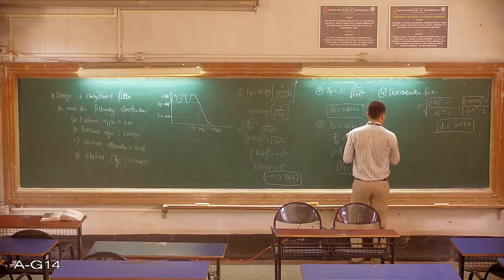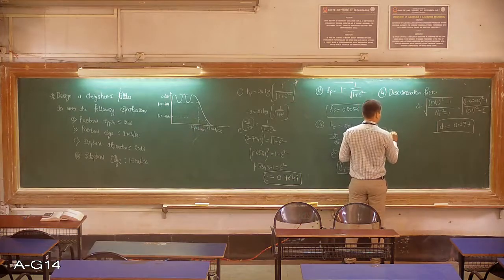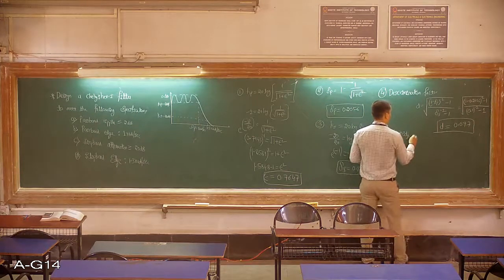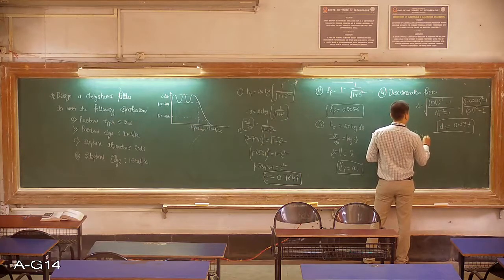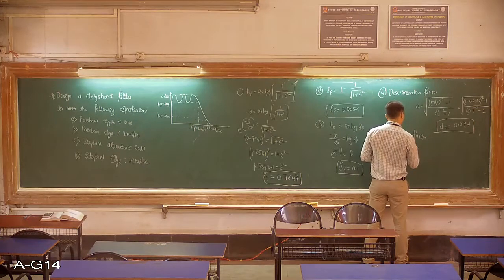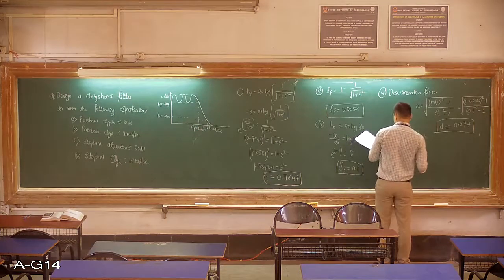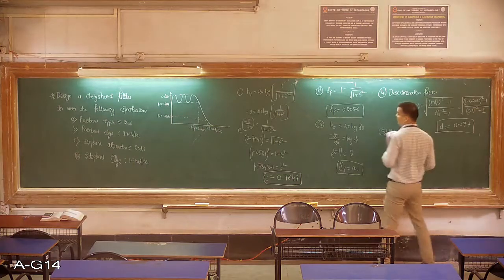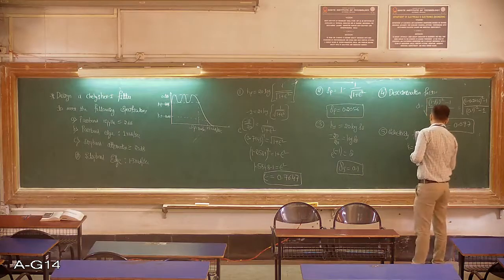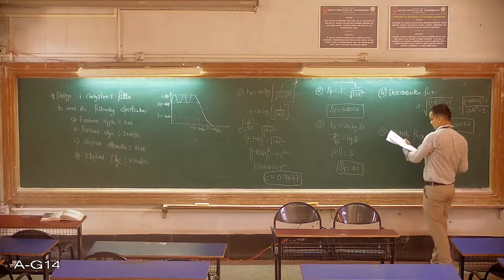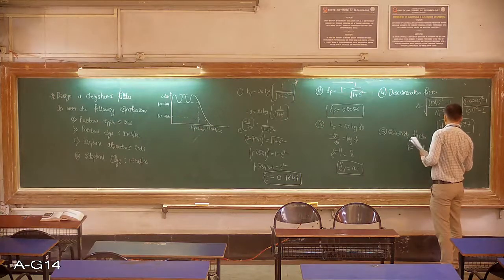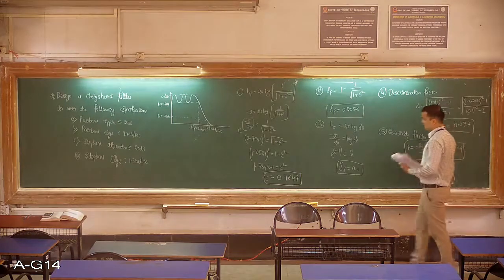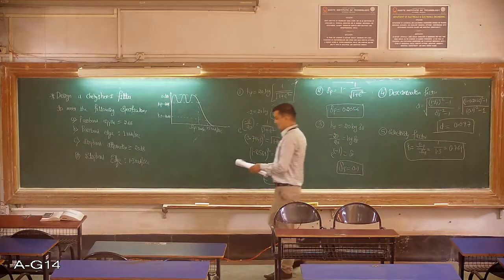The next one, selectivity factor. Selectivity factor K is equal to. We have one more formula, the simple formula, that is nothing but omega P by omega S. What is the omega P value? 1, and omega S is 1.3. So 1 divided by 1.3, we'll get 0.769. K is equal to 0.769.